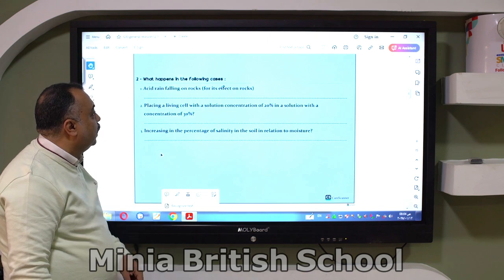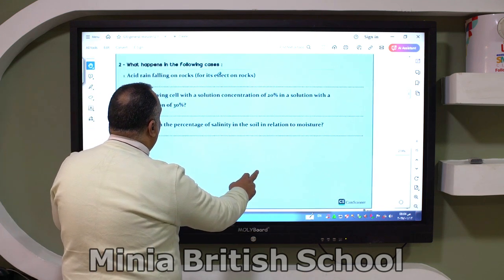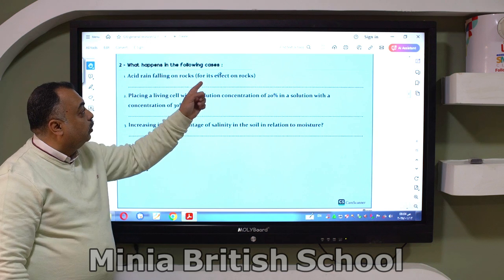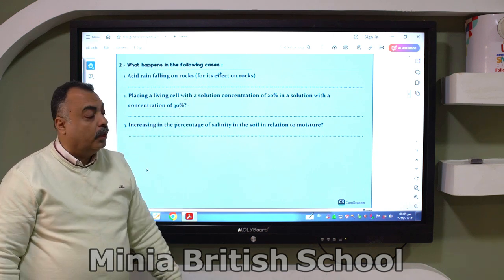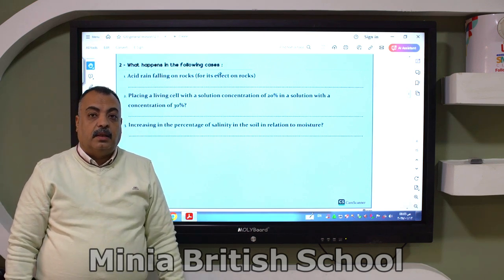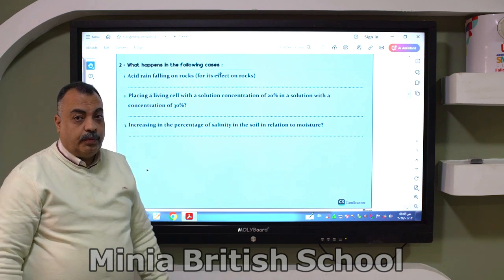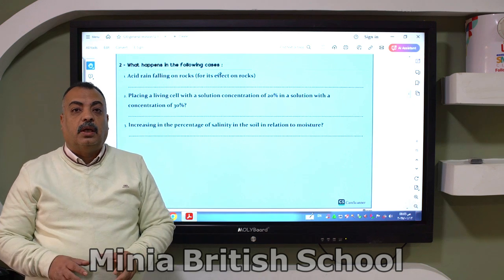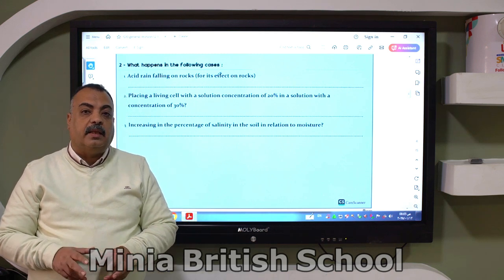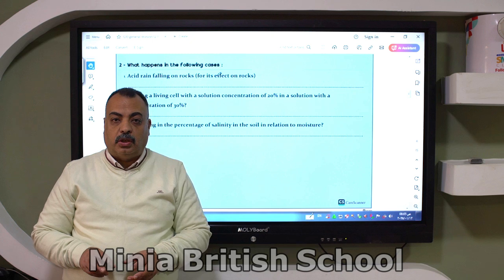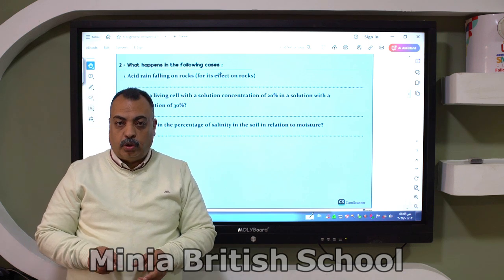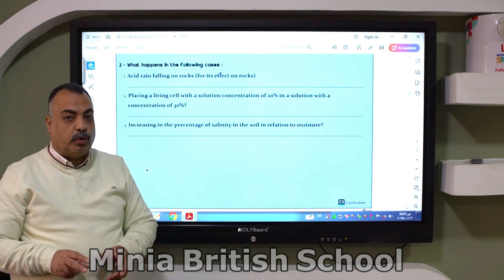What happened in the following cases? Number 1. Acid rain falling on rocks. What happened in this case? Yes, of course. When acid rain falls on rocks containing minerals, a chemical reaction occurs between the acid rain and the minerals, causing a chemical change, which is chemical weathering. So the damage of rocks takes place and the formation of solids.